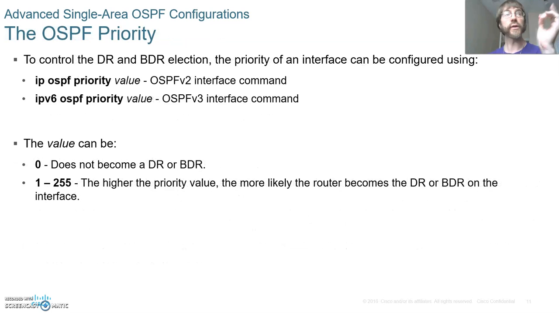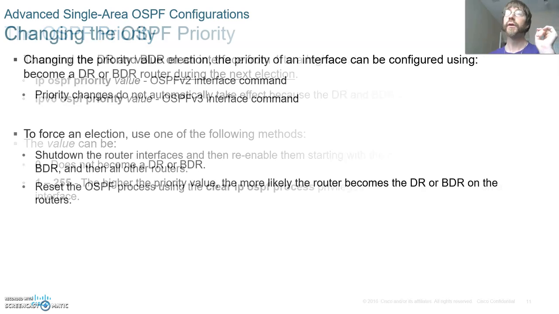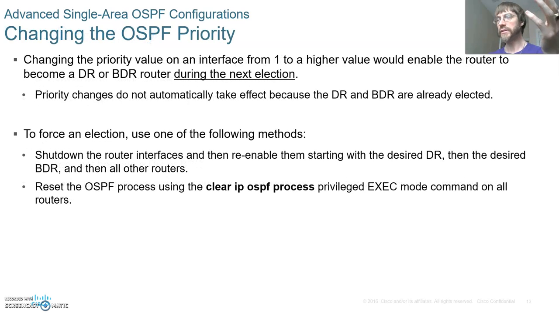And you can change your priority value with the priority value command. But of course, that won't take effect until you reboot everything, clear the process, reboot the routers, etc. Next, we'll talk about default route propagation.